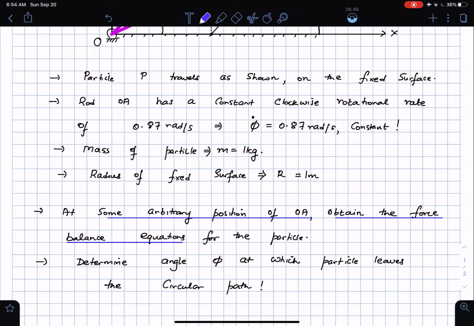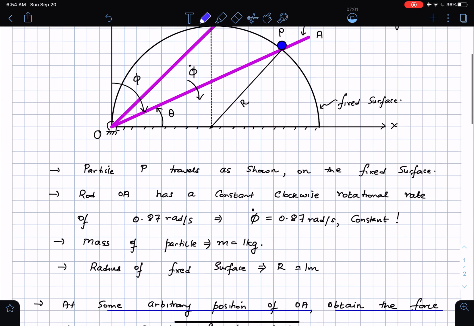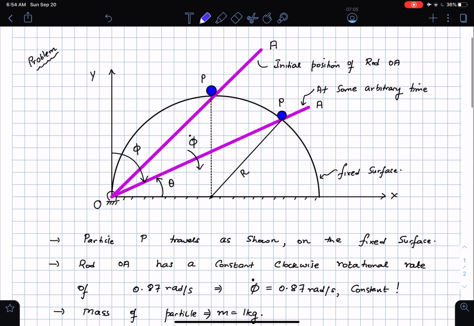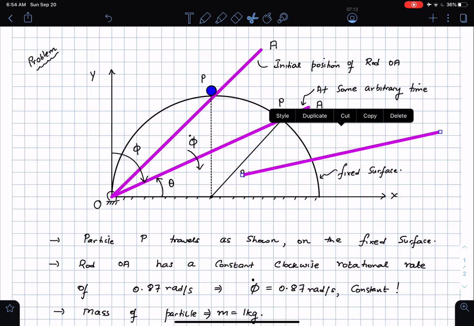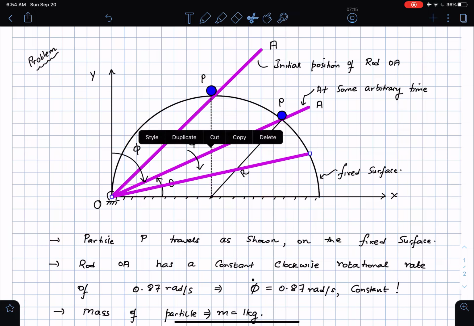Then we also need to determine the angle phi at which the particle leaves the circular path or the surface. So if I go back and look at my figure here, this could potentially be the following. Let me maybe draw this rod OA again. So I'm going to copy that and paste that, and let's say it's probably somewhere here.